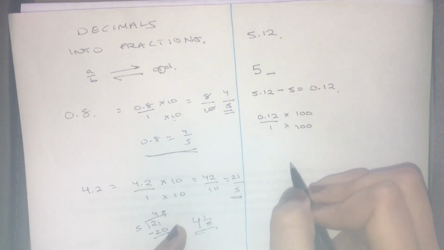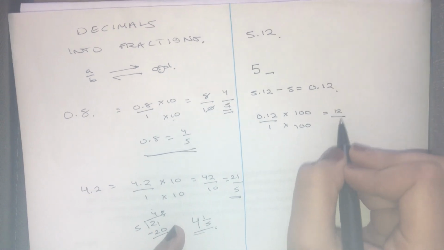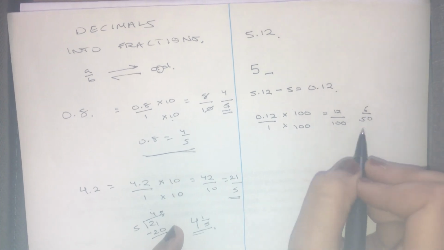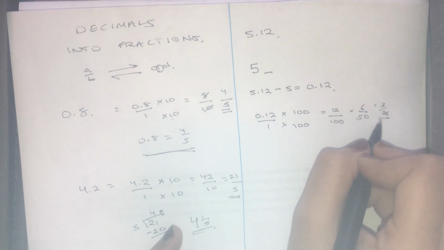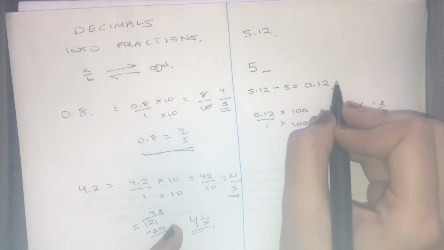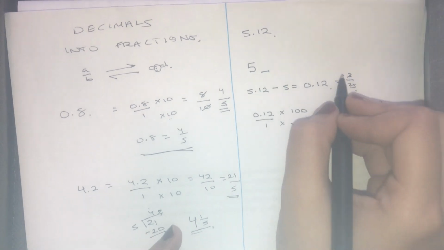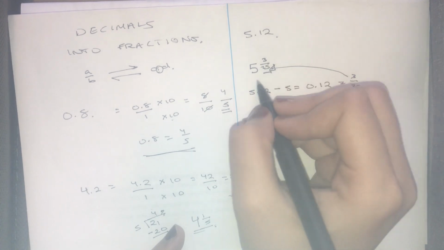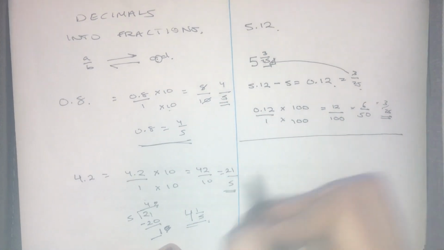Once you multiply 100 on top and on the bottom, you have 12 over 100. You simplify it, you get 6 over 50, 3 over 25. So 0.12 is equal to 3 over 25. And you had the 5 there, so you just put it with the 5. So now you have 5 and 3 over 25. So that's your answer.